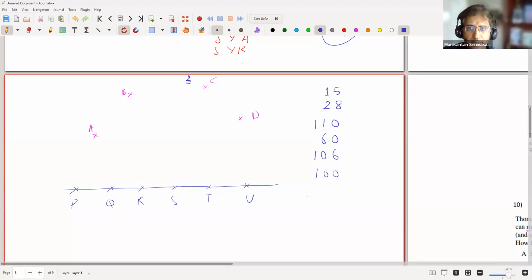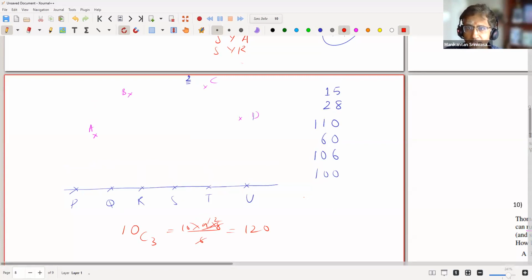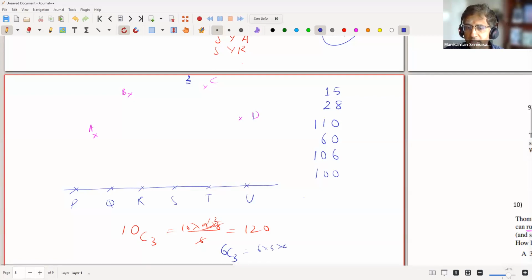Same technique, guys, as we just did before. There are 10 points. Without any restriction, that would be 10 choose 3, which is 10 into 9 into 8 by 3 into 2 into 1, which is 120 triangles. From this, we have to subtract those triangles which are not possible. There's only one straight line from which I cannot pick 3. So I cannot pick from the 6. Any choice of 3 that I pick from the 6 will not result in a triangle.